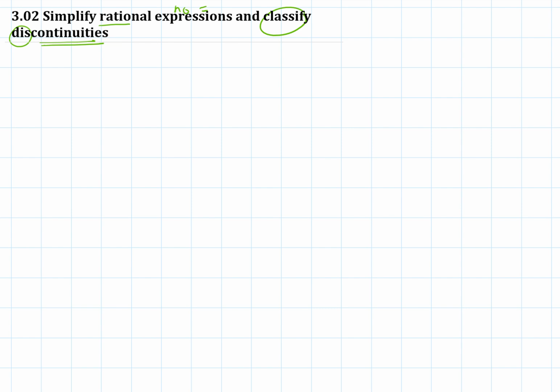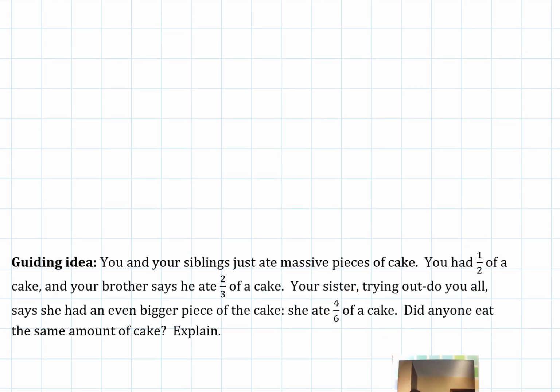Okay, so today we're going to look at rational expressions, that is, ratios of polynomials that don't have equal signs, and we'll classify, give a category for places where the function doesn't continue.